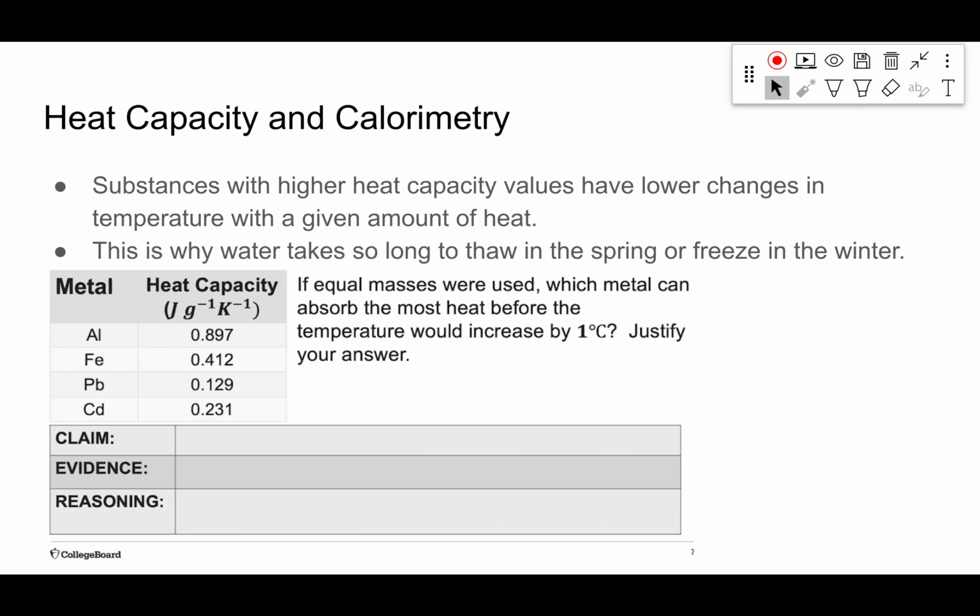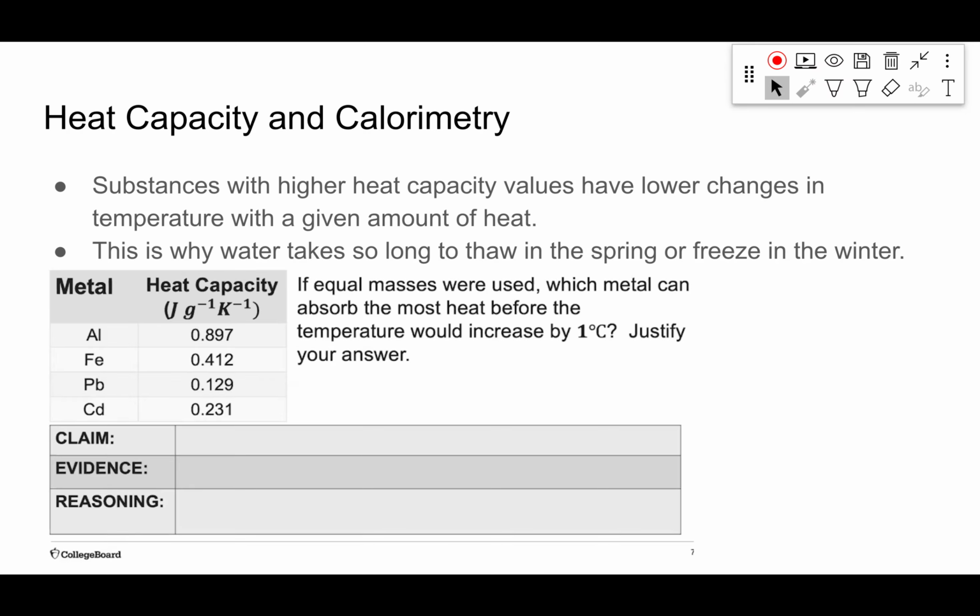It takes 4.18 joules per gram Kelvin. That's a lot of energy to change each mass by 1 degree, whatever the temperature scale is, Celsius or Kelvin. Same deal in the spring. If you do have water bodies that freeze, it takes forever for them to thaw because it's the same process. They're still having to take in that amount of energy to thaw out and melt that water.